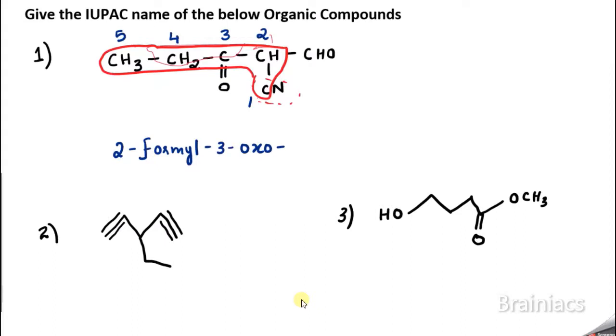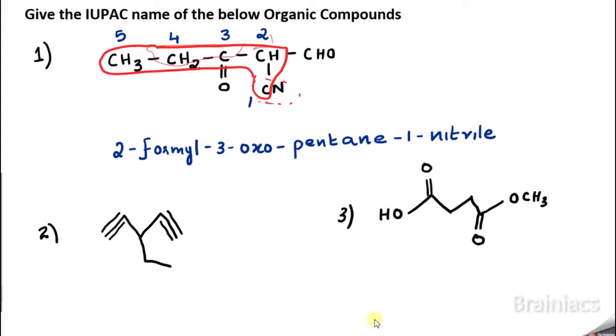Then comes the word root. How many carbon atoms are there? 5 carbon atoms are there. So the word root is pent, correct? Now all these carbon atoms are linked through single bonds, so we use pentane, correct? Now at the first position you have the functional group, so that is the secondary suffix. So pentane, since it is cyanide. Pentane 1, then nitrile. We know the secondary suffix used for cyanide is nitrile. So the answer is 2-formyl-3-oxopentane-1-nitrile.